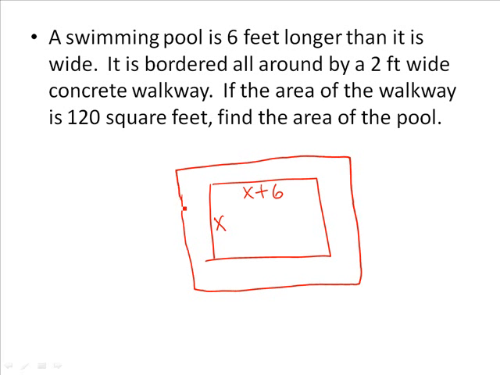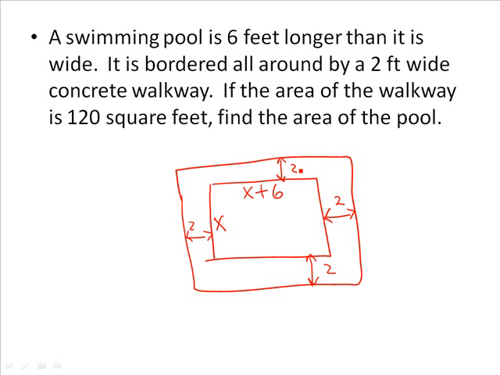And what you're seeing here is concentric rectangles, meaning that they're sort of proportionally shaped, and the reason is because this border is uniform all the way around on every side, so it's 2 feet. 2 feet this way, 2 feet that way.